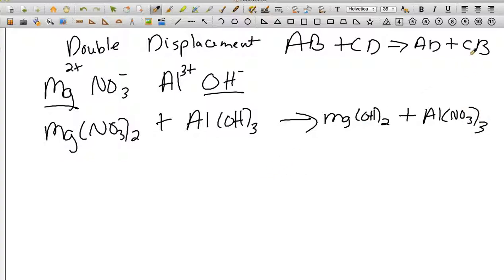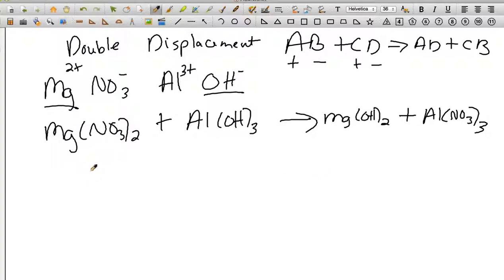So up here, why did I write C first? Because this would have been a cation, this would have been an anion, cation, anion. The cations always go first. That's why it's A, D, C, B. Okay, so here's your double displacement reaction.